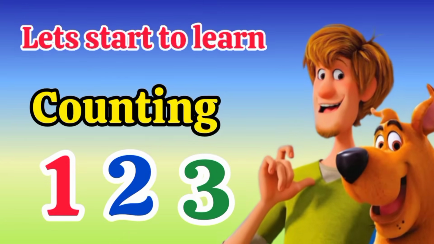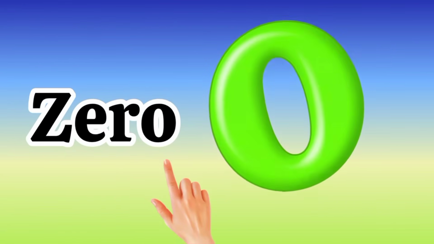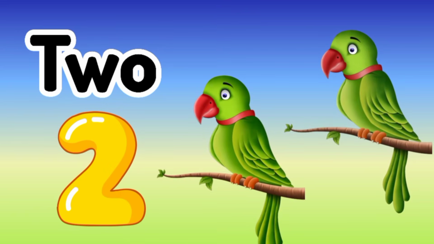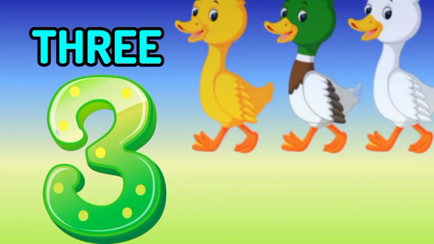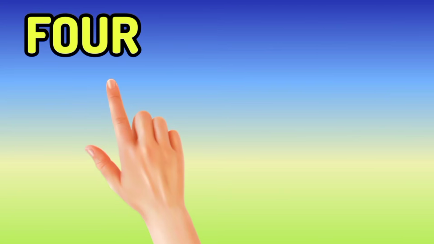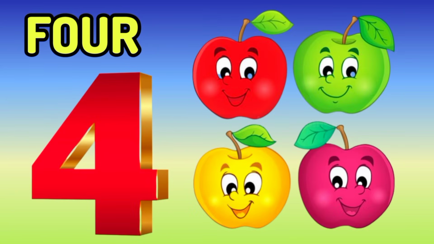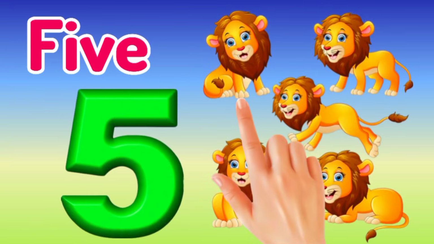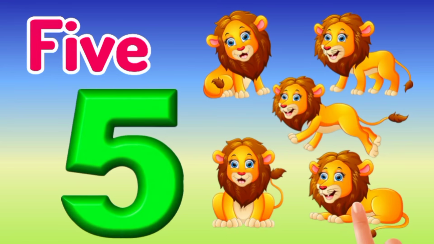Let's start to learn counting. Z E R O, 0. O N E, 1 dog. T W O, 2 parrots. 1, 2. T H R E E, 3 ducks. 1, 2, 3. F O U R, 4 apples. 1, 2, 3, 4. F I V E, 5 lions. 1, 2, 3, 4, 5.